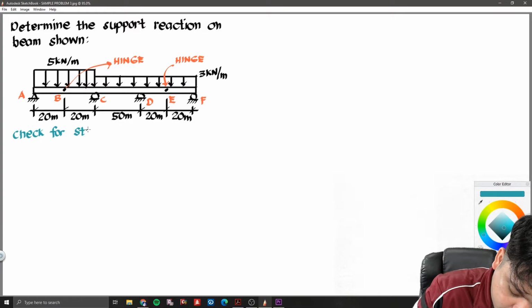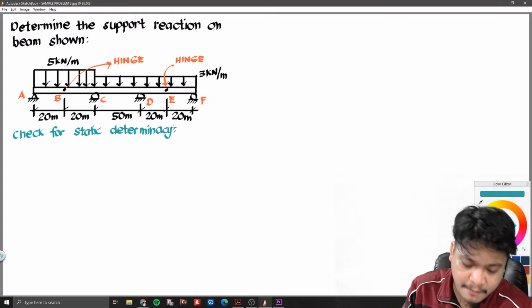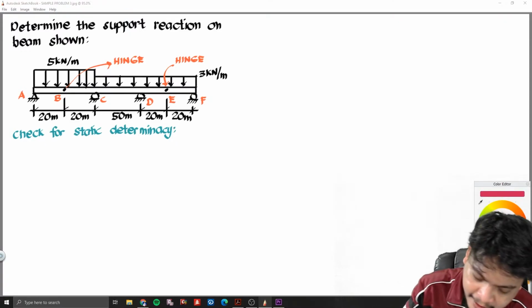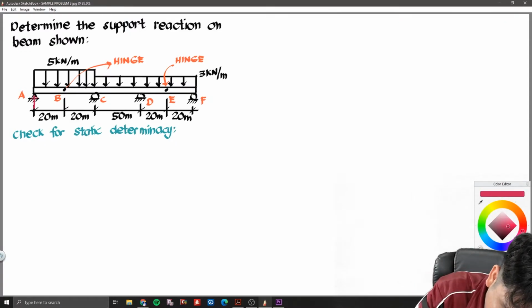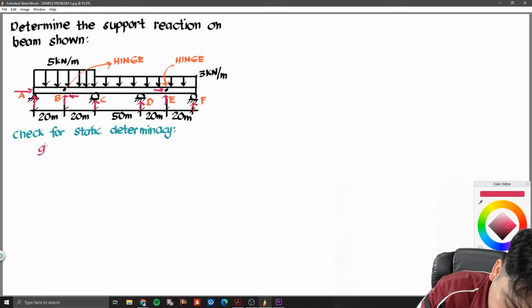For static determinacy. Okay. Now, for the number of unknowns, bilangin natin. So, meron ako ditong 1, 2, ito dalawa din. So, you have 3, and then 4, 5, 6, 7, 8, and then 9. So, we have 9 unknowns.